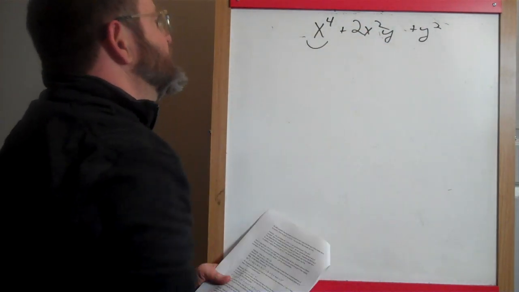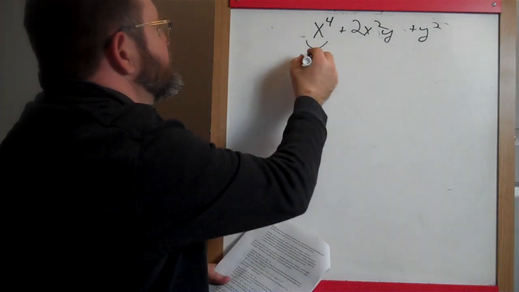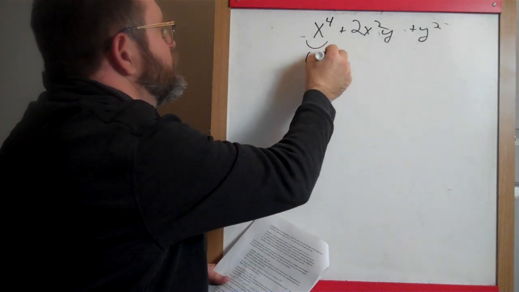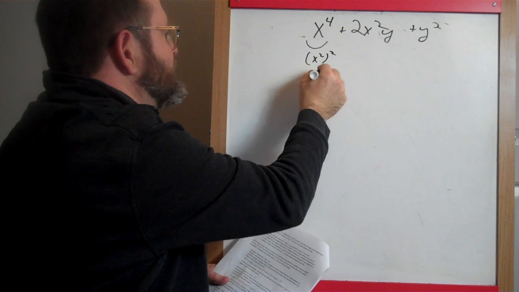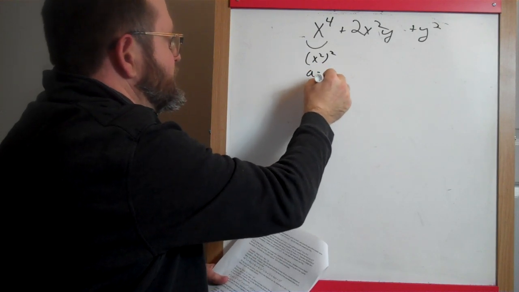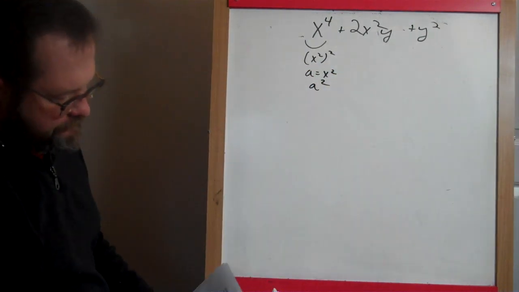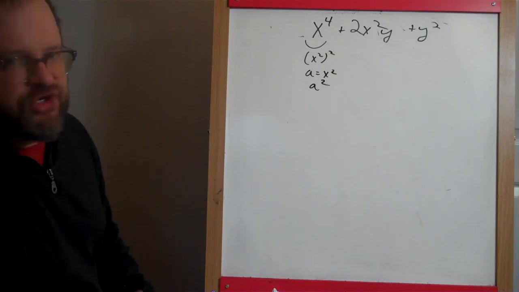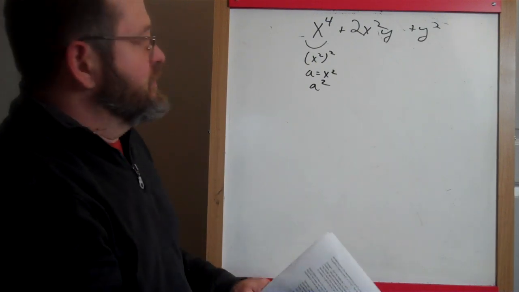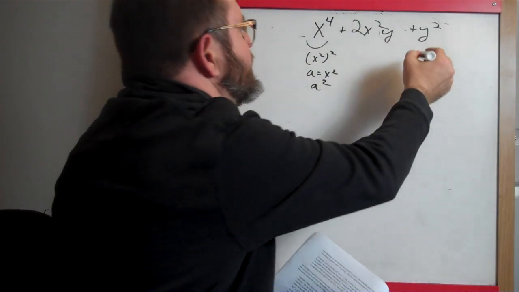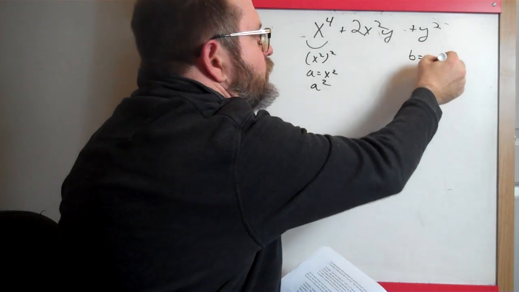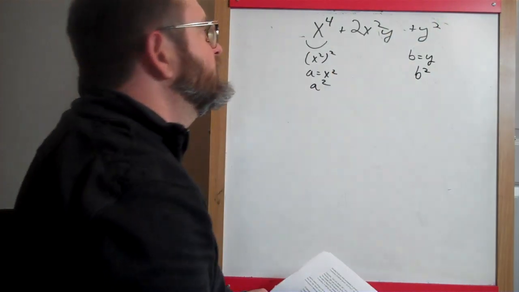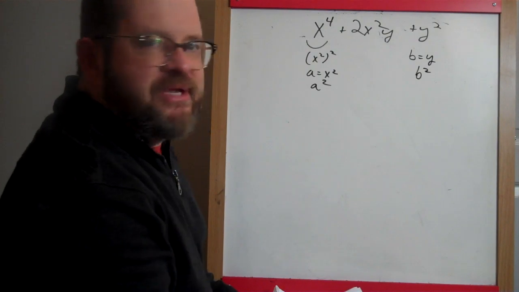Well, is this term positive? Yes. Can it be written as a square? Sure, it can be x squared squared. So a is apparently x squared, so that this term is a squared. So far, so good. Turning our attention now to the last term. Can y squared be written as a square? Sure. If b was just equal to y, this would be b squared. So far, we're in business.